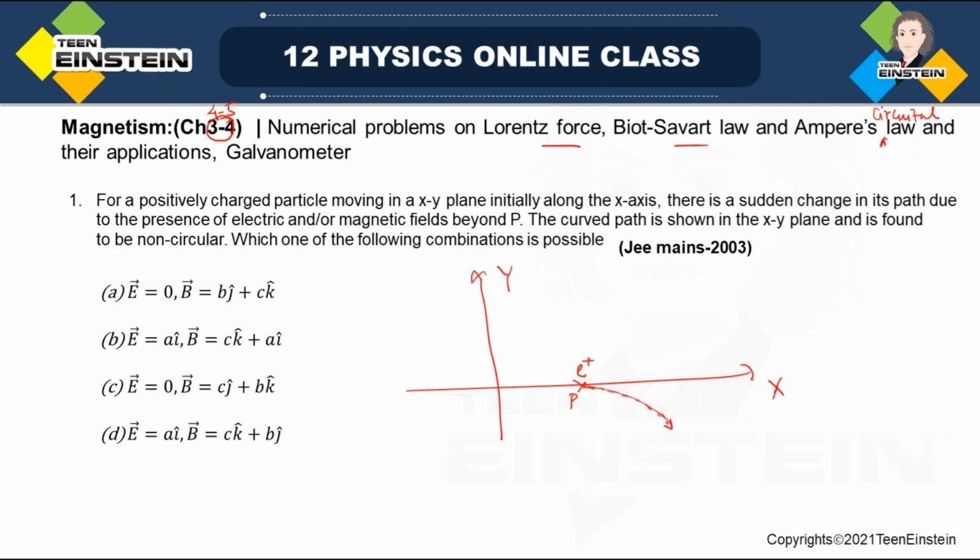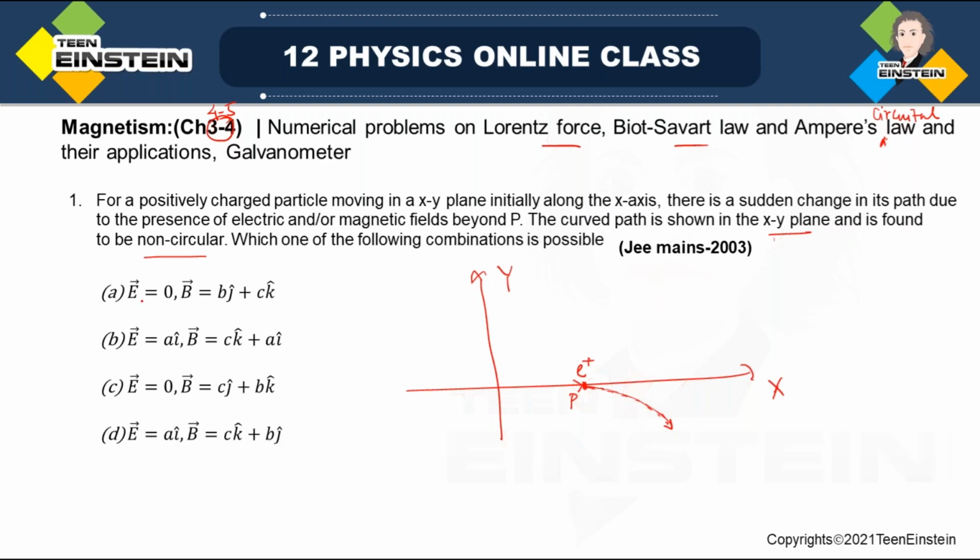So beyond P there is an electric field or magnetic field, or maybe both. Either electric field or magnetic field, or both electric and magnetic fields are present beyond this point P. The curved path is shown in the xy plane, and it is found to be non-circular. Which of the following combinations is possible?